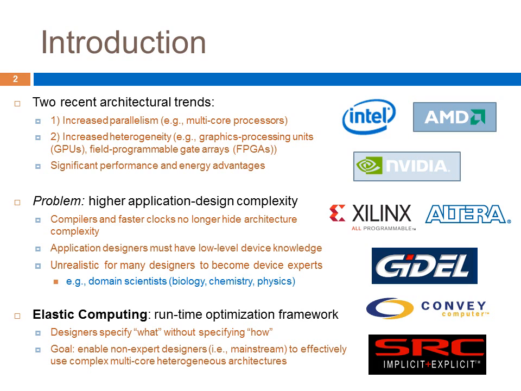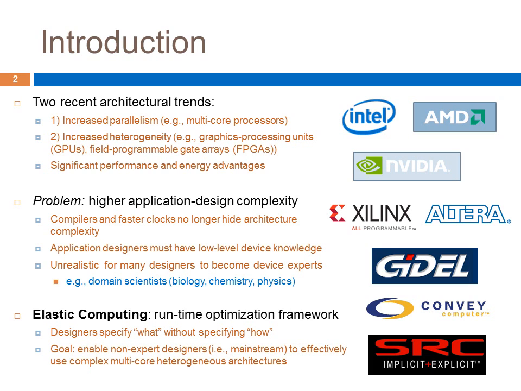Now the reason these multi-core heterogeneous systems have been receiving so much attention is because they can provide very good performance and very good energy consumption. The problem, however, is that these types of architectures also have significantly higher application design complexity than traditional architectures. So it's no longer possible for a designer to rely on compilers and rapidly increasing clock frequencies in order to hide architectural complexity. So with these current architectures, designers have to have some low-level device expertise in order to explicitly take advantage of all of the resources.